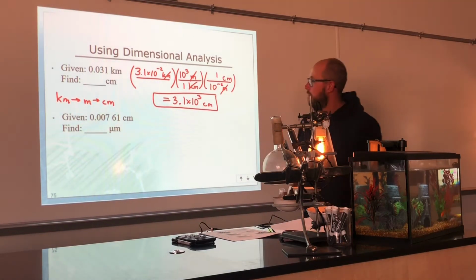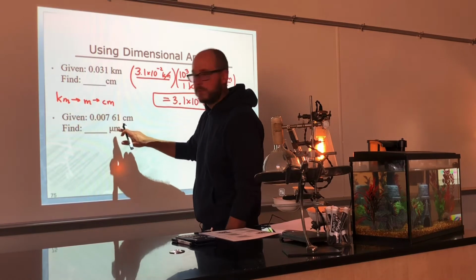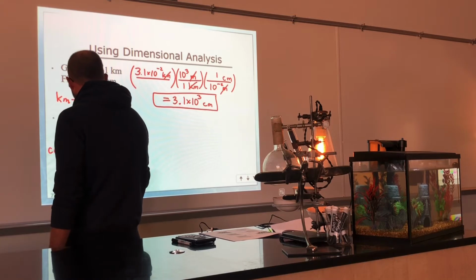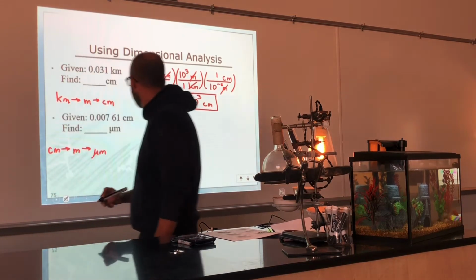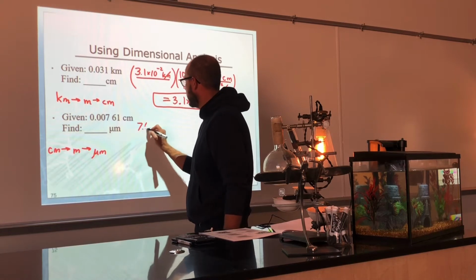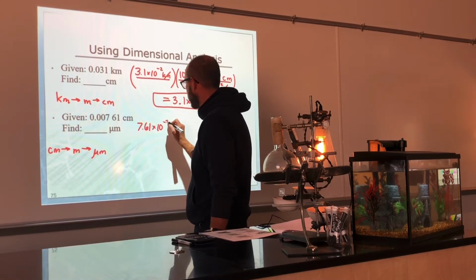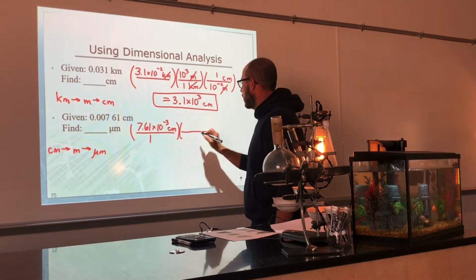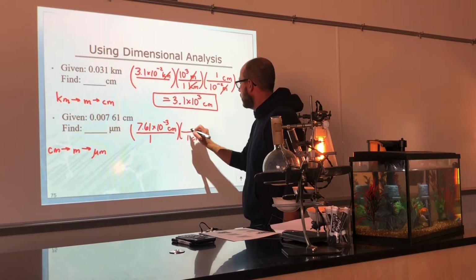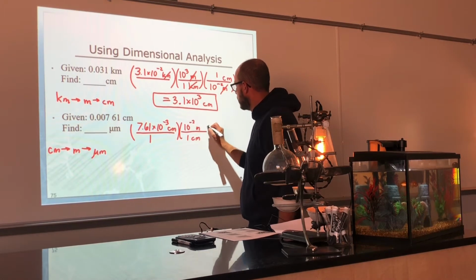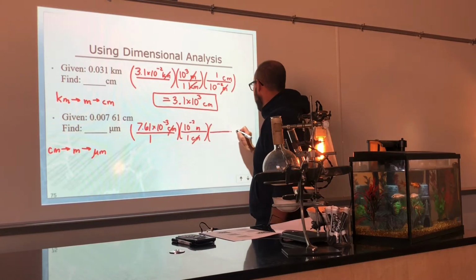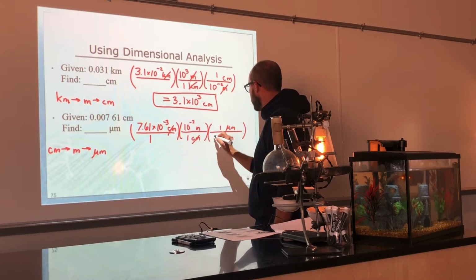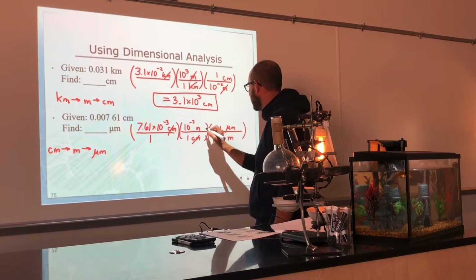And for the last one, centimeters converts to meters before going to micrometers. So it'll be, again, 2 steps, centimeter to meter to micrometer. So 7.61 times 10 to the minus 3 centimeters over 1. 1 centimeter is 10 to the minus 2 meters. Centimeters cancels. And meters on the bottom. Micrometers up top. 1 micrometer is 10 to the minus 6 meters.